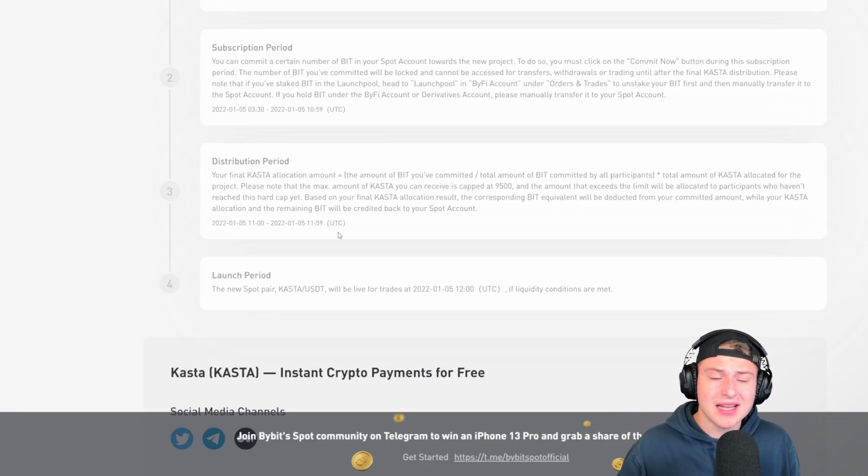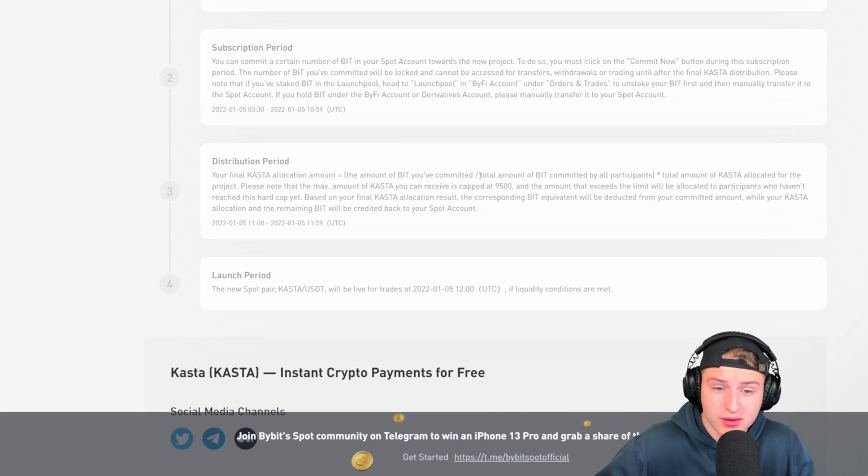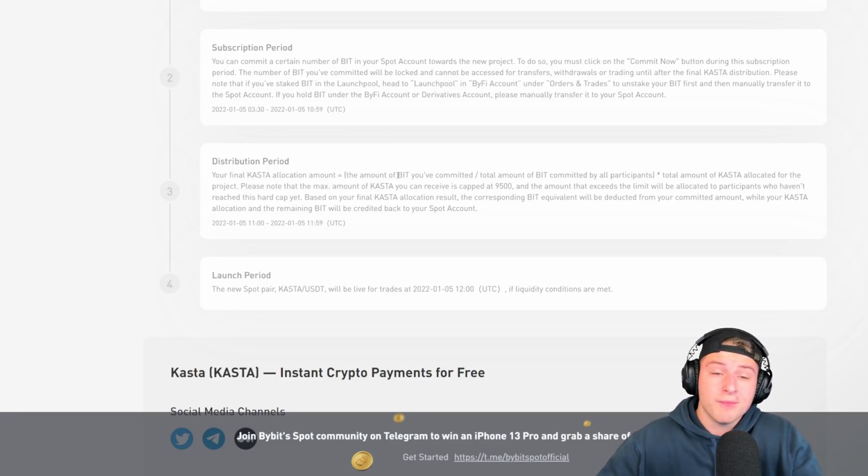So we don't know exactly how many KASTA tokens you will be getting for your exact BitDAO commitment, but we do know the more BitDAO you commit towards the project, the more likely it is that you're going to have more KASTA. Because the hype will probably be very big here, and like you can see, the total amount of BitDAO tokens committed by all participants is divided by the total amount you have committed. So the more you commit, the bigger the chance that you're going to reach this cap of 9.5k KASTA tokens. So please take that into consideration.